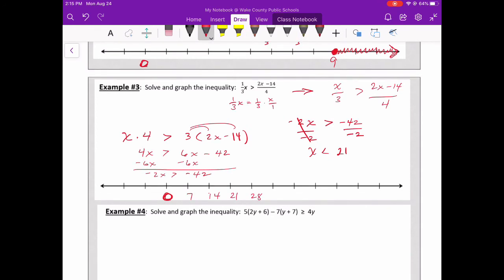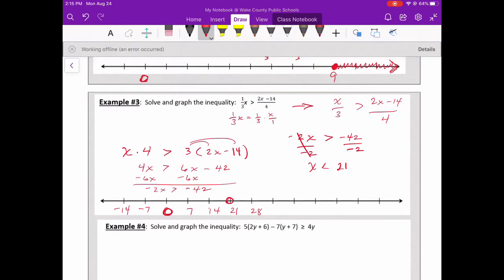So 21 is here. Now we're going to use an open circle. This would be negative 7, negative 14. Open circle because of the less than, not less than or equal to. And remember, I'm going to shade to the left because x is smaller than 21. And all the numbers that are smaller than 21 are out here to the left. Put my arrow because it keeps going. And that's how I do it.